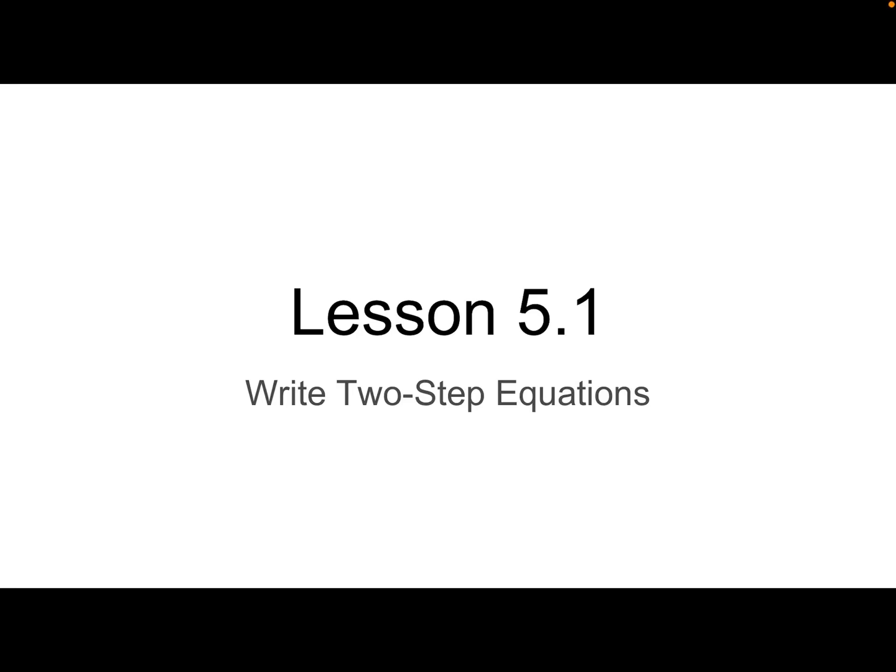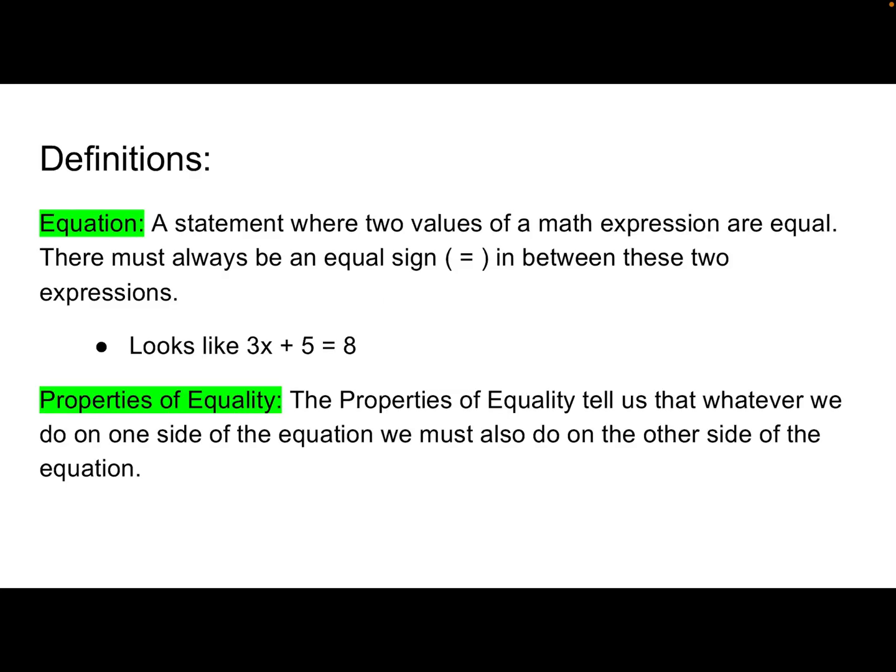Hello class, today we're going to be going over lesson 5.1, how to write two-step equations. So the first thing we want to know is what is the definition of an equation. An equation is a statement where two values of a math expression are equal, and there must always be an equal sign in between these two expressions.